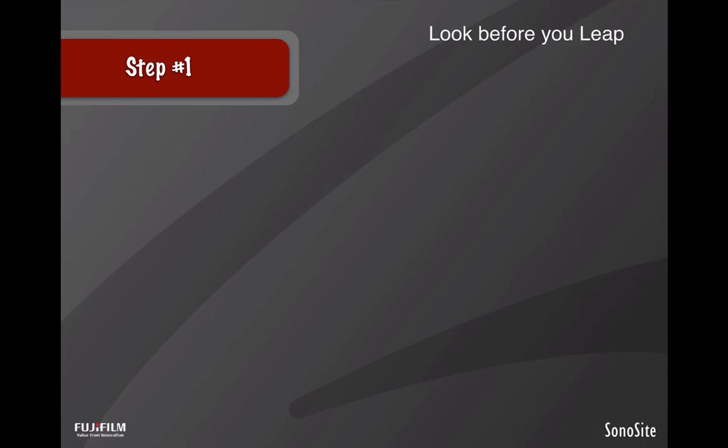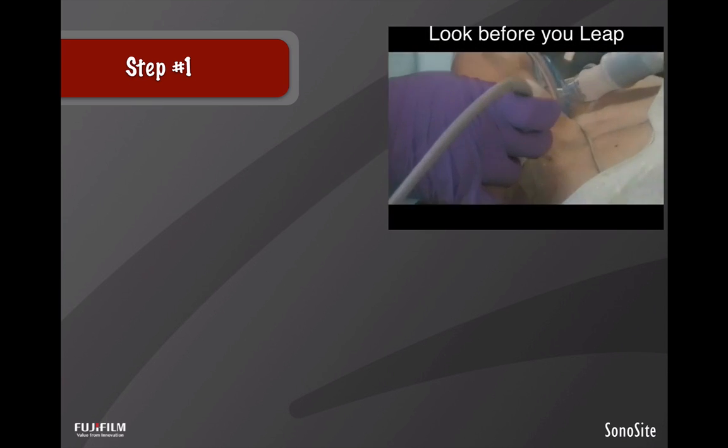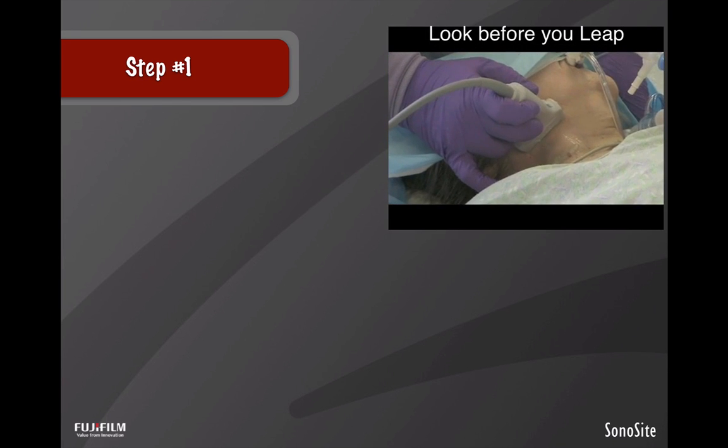So step one: look before you leap. I always say this. The idea being you want to scan both sides of the neck, because God forbid there's something in the neck before you start that you can't cannulate. There's no reason to prep one side, start, and realize, wow, I have a big abnormality here and I can't use this side, I need to go to the other side. So I think it's just easier to look.